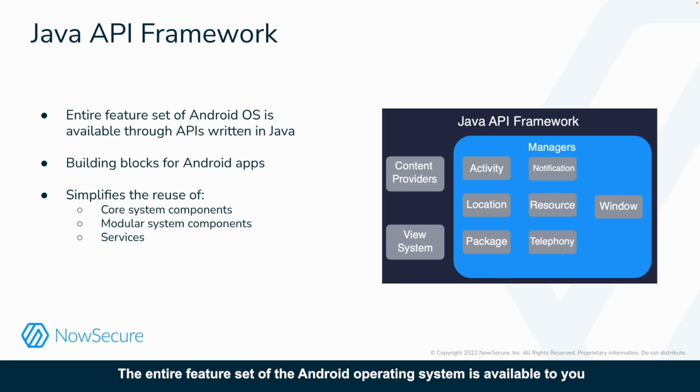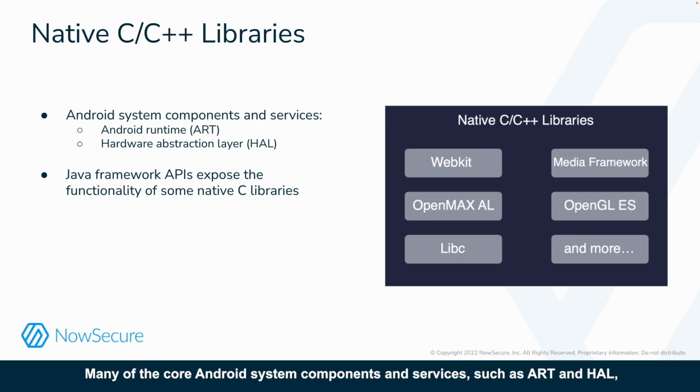The entire feature set of the Android operating system is available to you through APIs written in the Java language. These APIs form the building blocks you need to create Android apps by simplifying the reuse of core system components, modular system components, and services. Many of the core Android system components and services, such as ART and HAL, are built from native code that requires native libraries written in C and C++. The Android platform provides Java framework APIs to expose the functionality of some of these native libraries to apps.